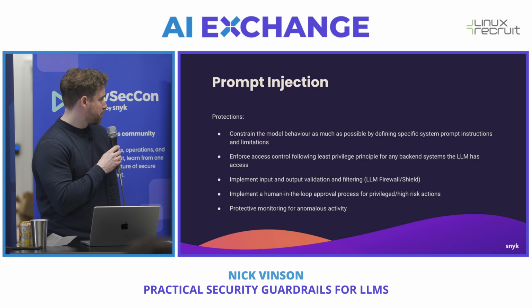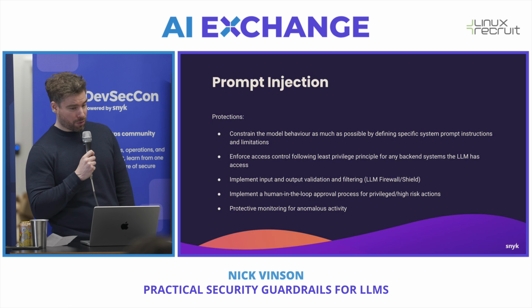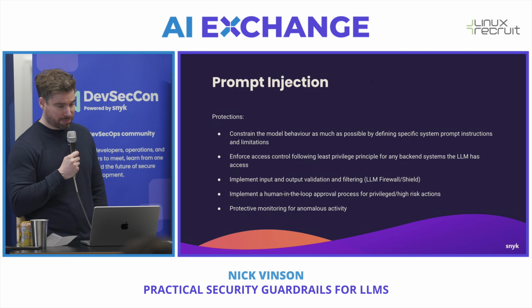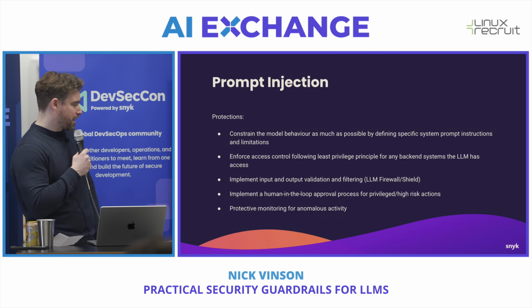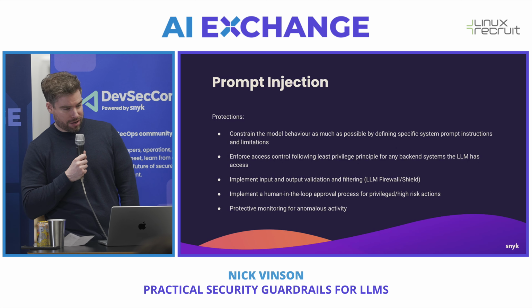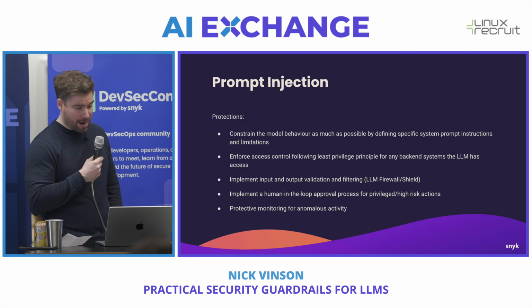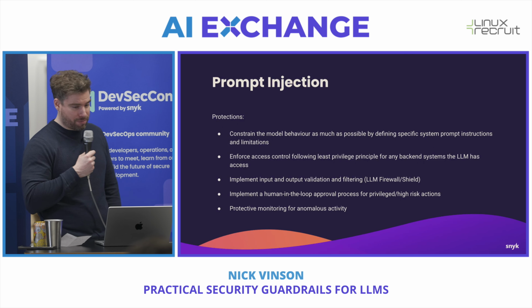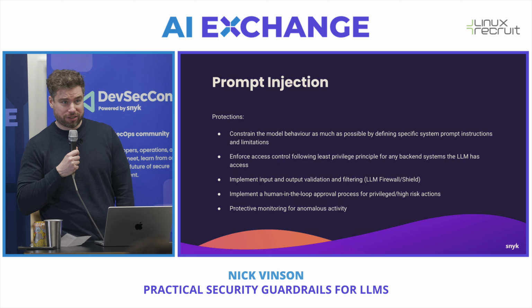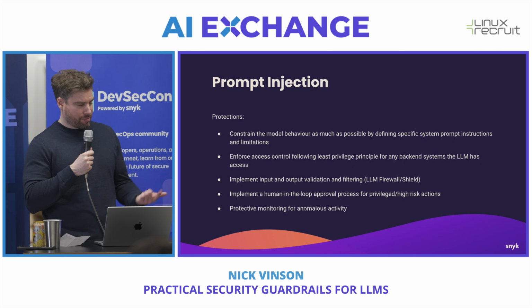So, protections against prompt injection. Use predefined prompts which govern the expected behavior. Enforce access control on backend systems. This is the protection against excessive agency, which is a risk in its own right in the OWASP LLM Top 10, but it's often exploited via prompt injection attacks, and the protection is essentially least privilege.